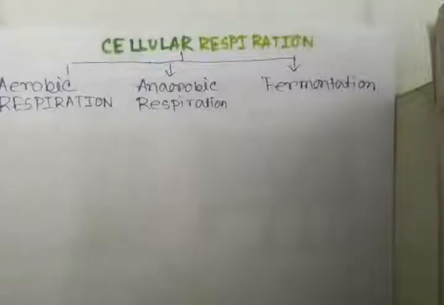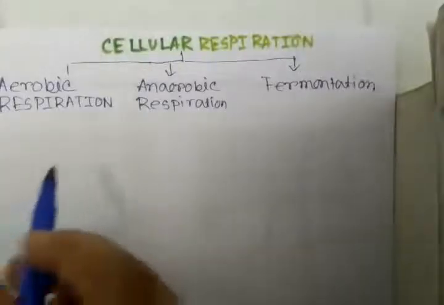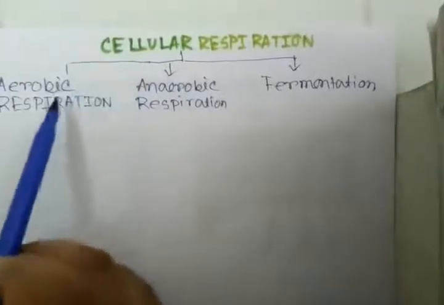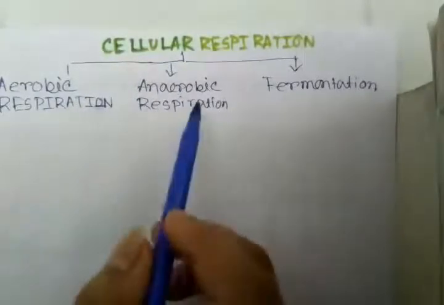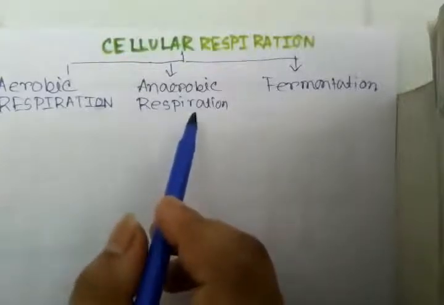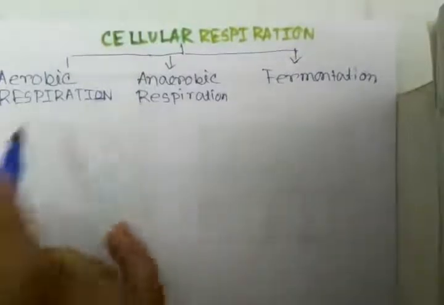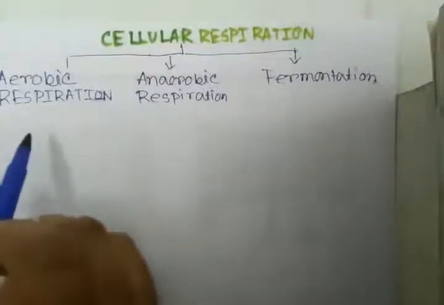Let us know about the types of cellular respiration. As you can see here, cellular respiration is of three types. First is aerobic respiration, next is anaerobic respiration, and the third is fermentation. So without wasting time, I will complete the aerobic respiration.